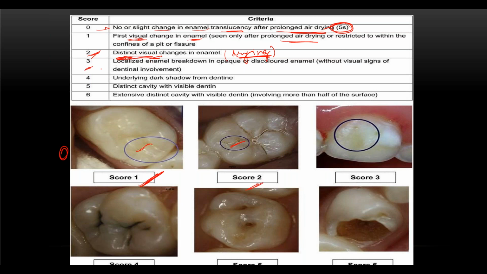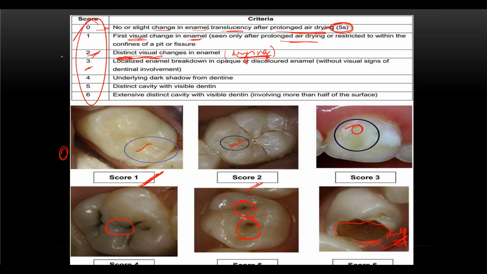With the score 3, there is localized enamel breakdown that has occurred like this. The enamel spots have formed. Then underlying dark shadow from the dentine can be seen like this. This dark hue is visible. And distinct cavity, here the cavitation has properly formed. An extensive distinct cavity, here this is a proper cavity which might have involved the pulp also. So these are the scores based on your visual examination.